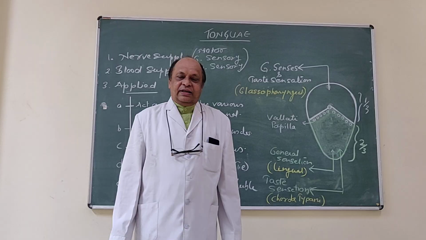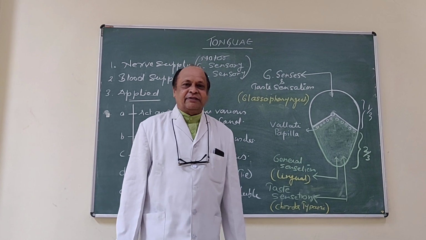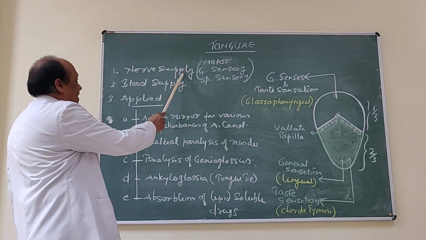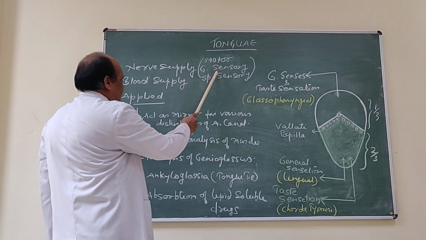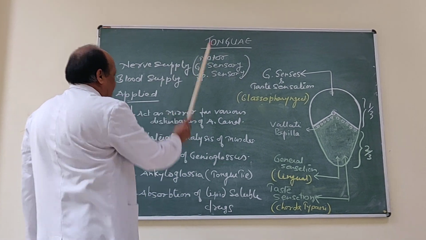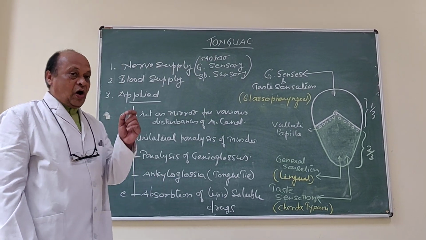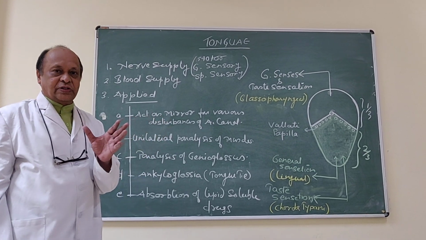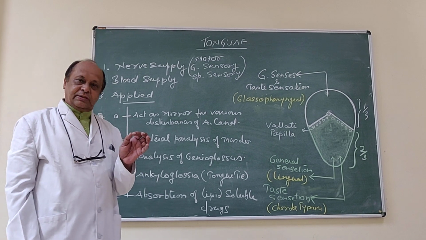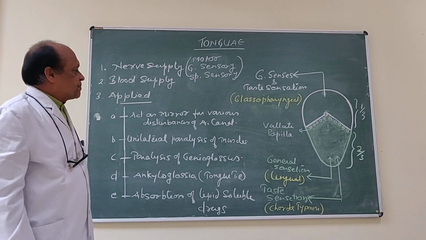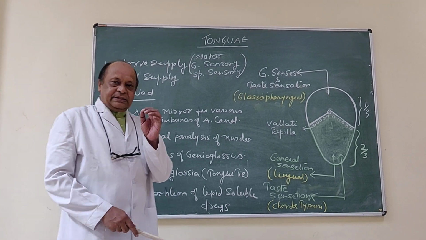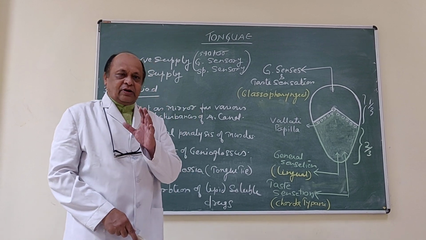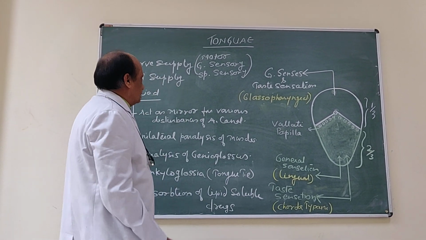Thank you very much. After discussing lymphatic drainage of tongue, let us see the nerve supply of tongue. The tongue is supplied by motor nerve and sensory nerve. The motor supply comes from hypoglossal nerve. All the muscles of tongue, whether extrinsic or intrinsic, are supplied by hypoglossal nerve except palatoglossus muscle. Palatoglossus muscle is supplied by the cranial part of accessory nerve. Remaining all muscles, whether intrinsic or extrinsic, are supplied by hypoglossal nerve.